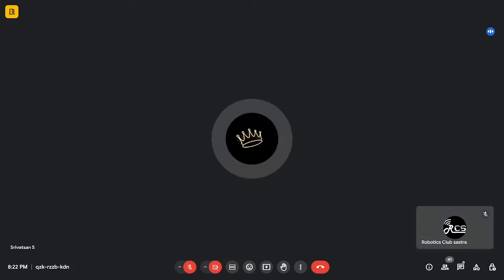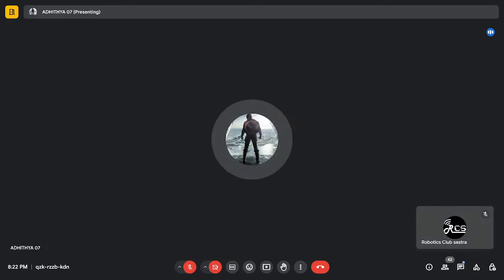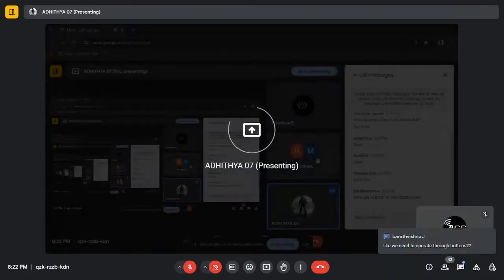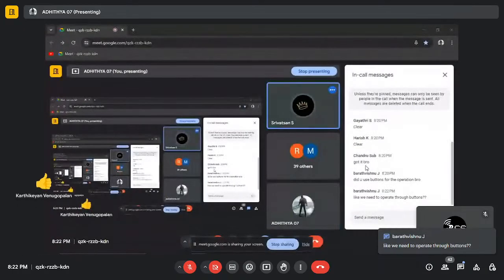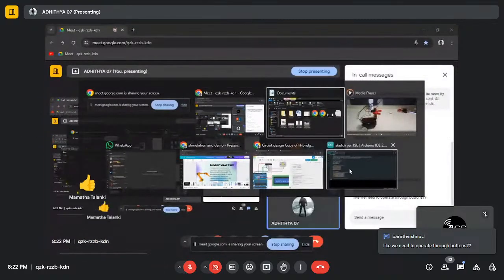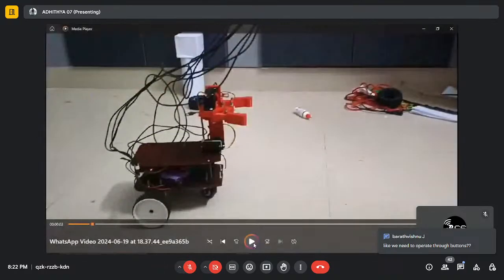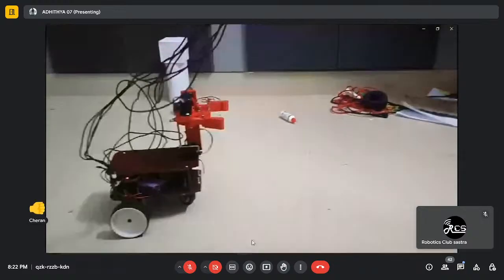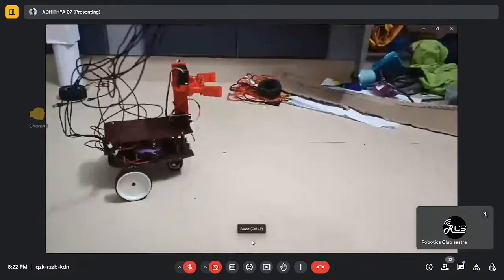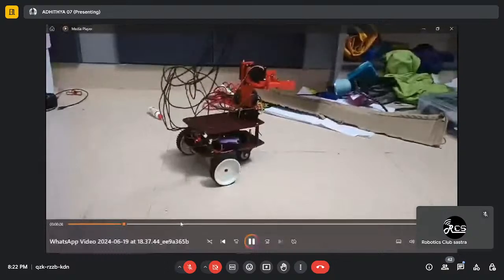Yes, we have used buttons for the operation. Are you guys able to see my screen now? Wait a minute, I will show you the video of how it works, from the starting onwards. It's moving.